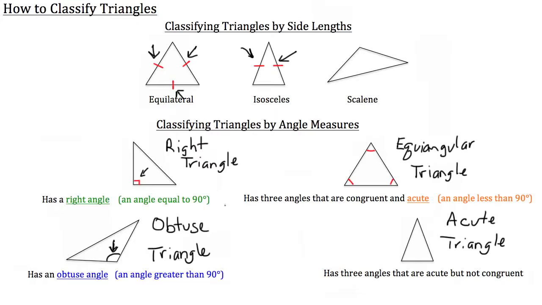All right, that is how you classify triangles. Now, any particular triangle can be a combination of the side length classification and angle classification. For example, you could have an isosceles right triangle. You could have an obtuse scalene triangle if you wanted, or you could even have an acute scalene triangle. They're all possibilities, so when you're naming triangles in the future, remember to name them by their angle measure and then their side lengths.